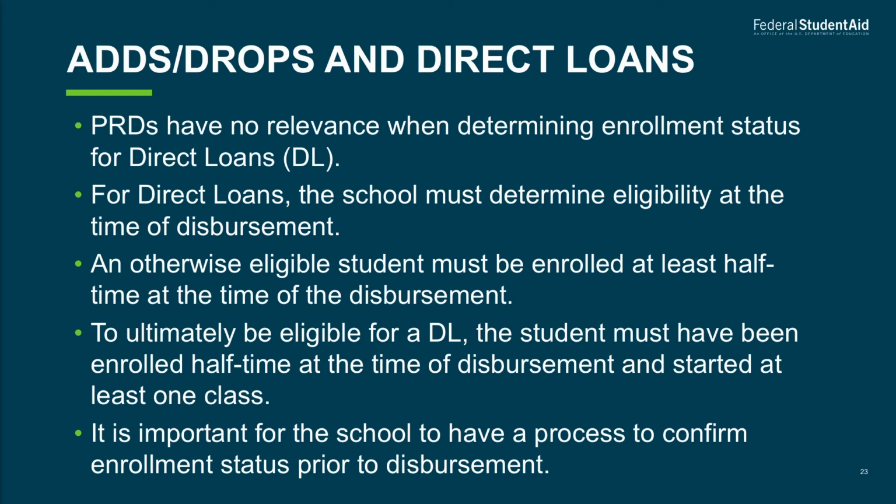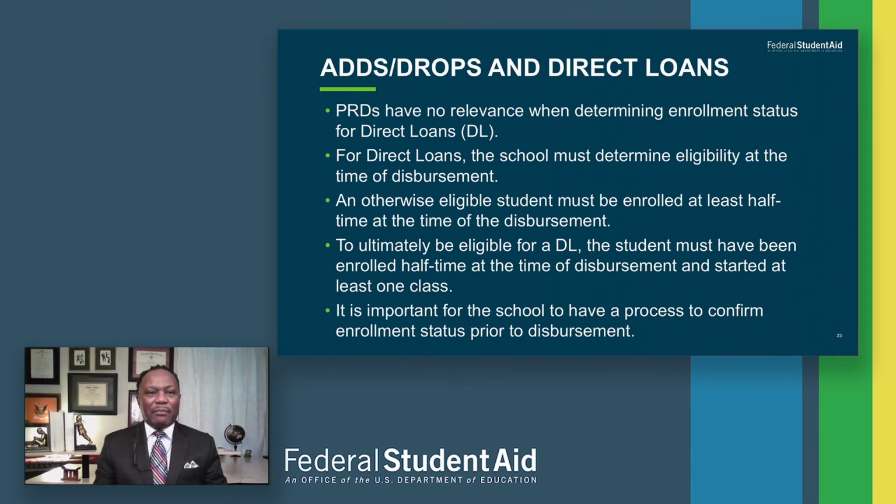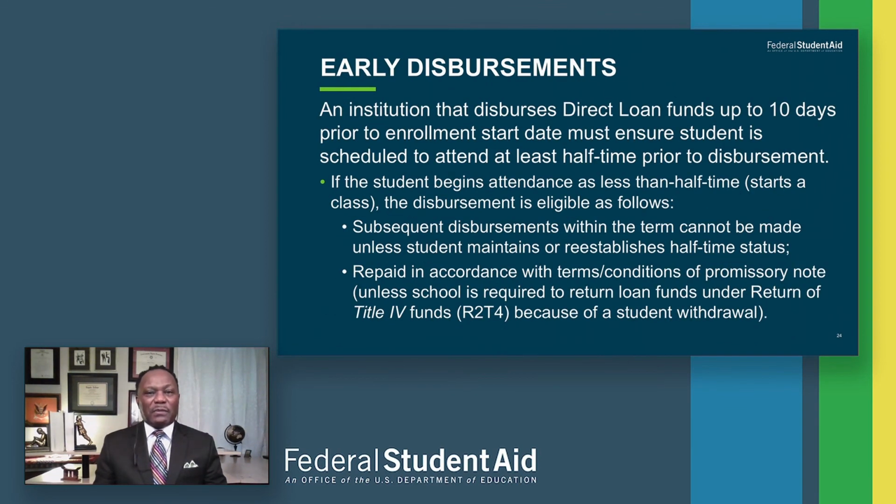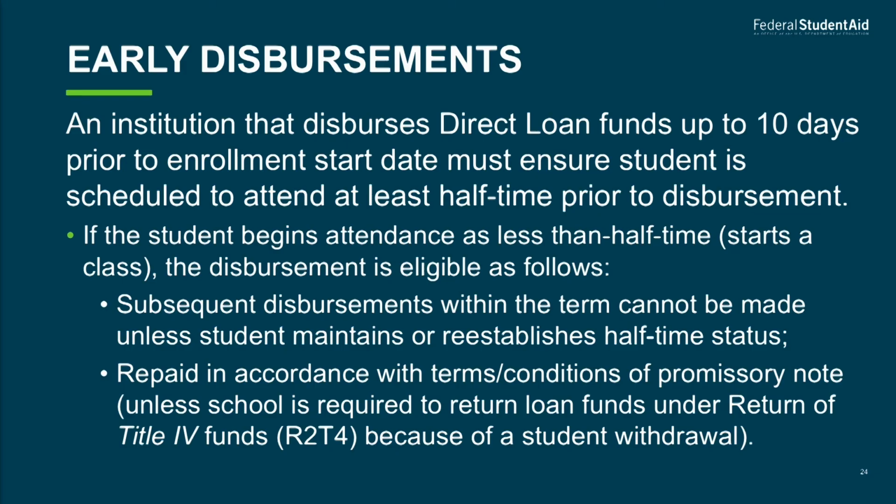The key factor here is enrollment status at the time of disbursement. As such, your school must have a process to confirm enrollment status prior to disbursement. When it comes to early disbursements for direct loans, you must ensure at the time of disbursement that the student is enrolled at least half time. This can be done as early as 10 days prior to the enrollment start date.